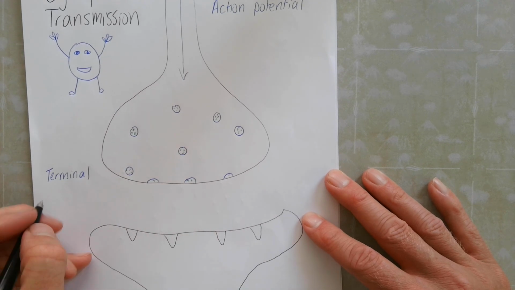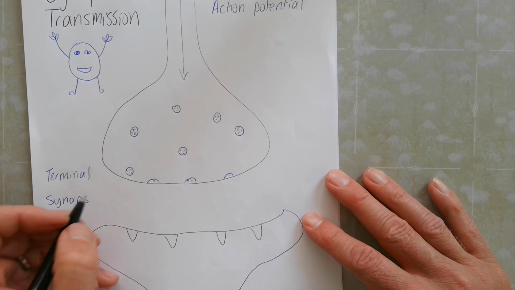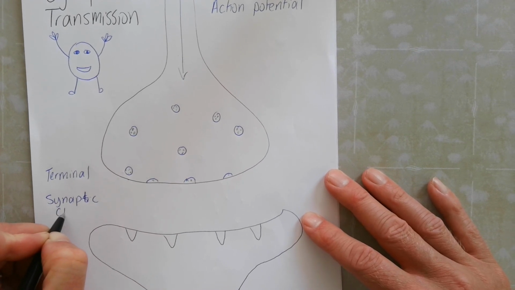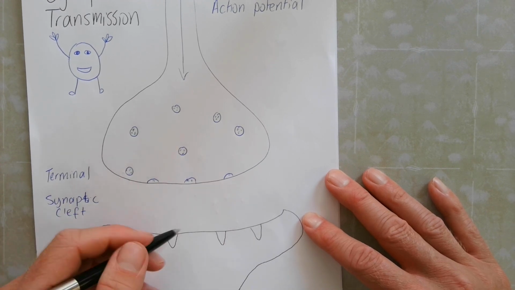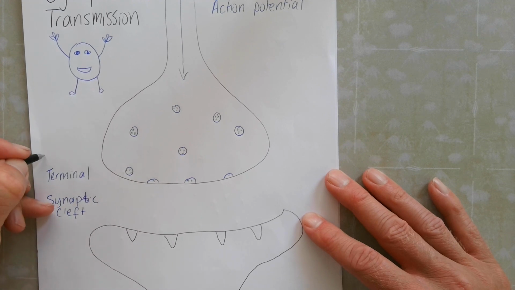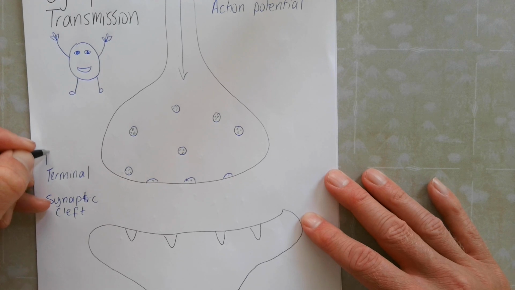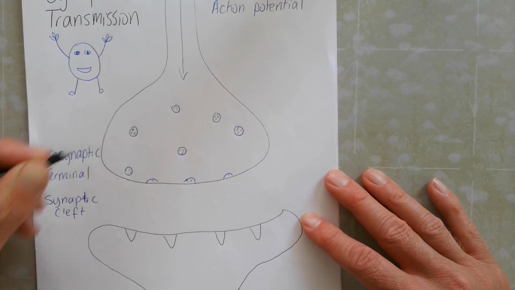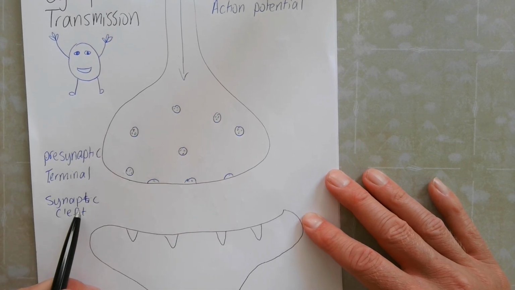Well, here's the synapse. We're going to call this gap the synaptic cleft. That's the gap, or the synaptic gap is fine. So if this is the synaptic cleft, this is the terminal before we get to the synapse. So it's also before, so it's the presynaptic terminal. Pre because it's before we get to the end of this neuron and before we get to the synapse. So that's the presynaptic terminal.